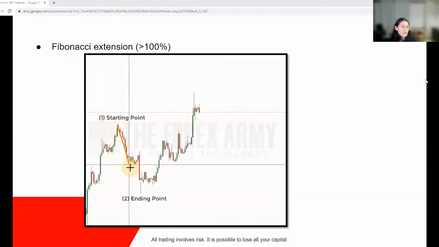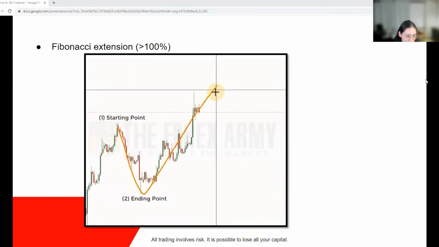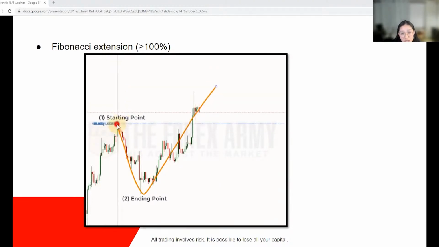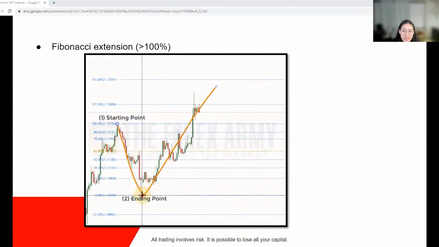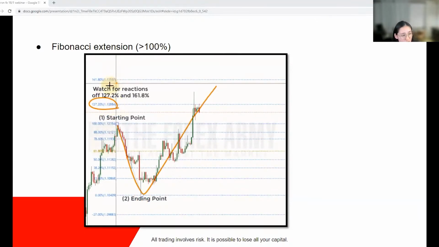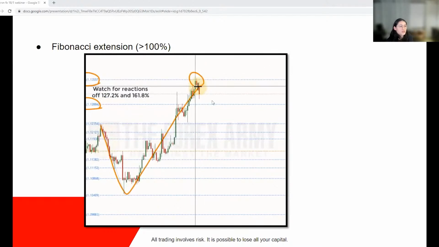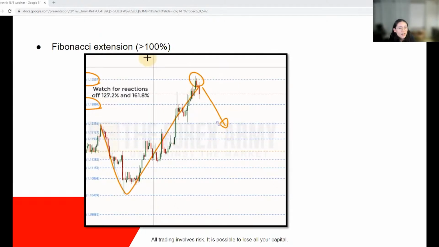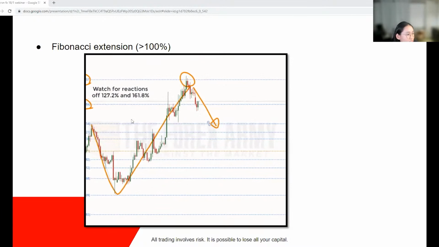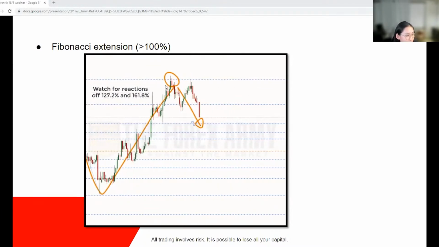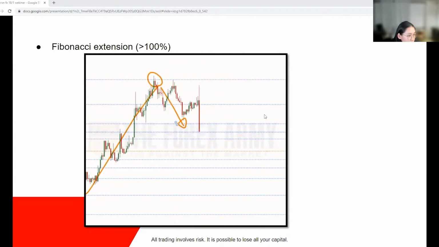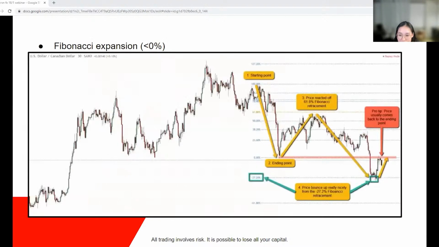Okay, so let's move on to Fibonacci extensions, those beyond 100%. When using the 127 and 161.8 levels for extensions, we want to look out for the V shape or Nike tick as shown here. In this GIF, you can see how price bounces off of these levels. Let me just start it all over again.